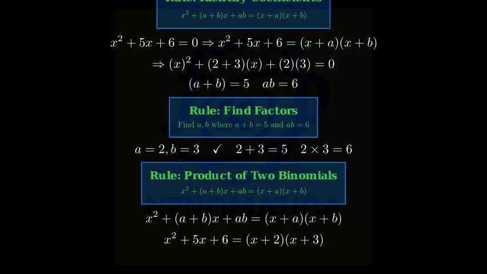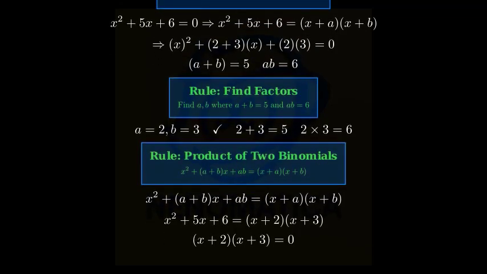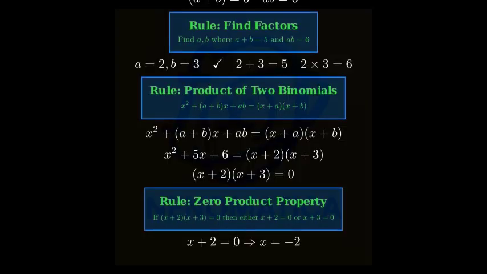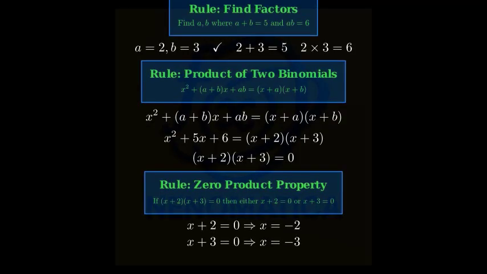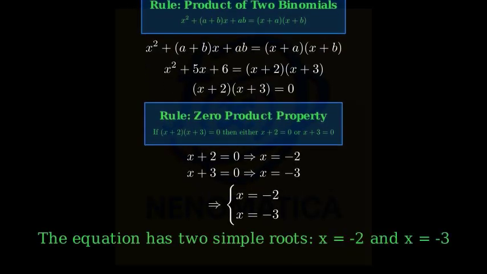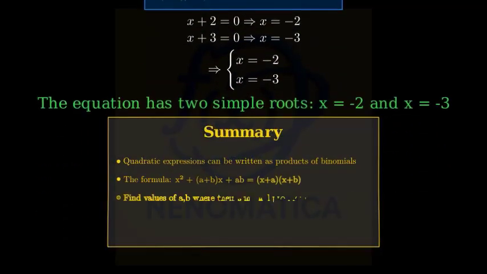Now that we have our equation in factored form, we can set each factor equal to 0 and solve for x. Remember, if a product of factors equals 0, then at least one of those factors must be 0. So we have x plus 2 equals 0, which gives us x equals negative 2. And x plus 3 equals 0, which gives us x equals negative 3. Therefore, the solutions to the equation x squared plus 5x plus 6 equals 0 are x equals negative 2 and x equals negative 3. Let's summarize what we've learned today.